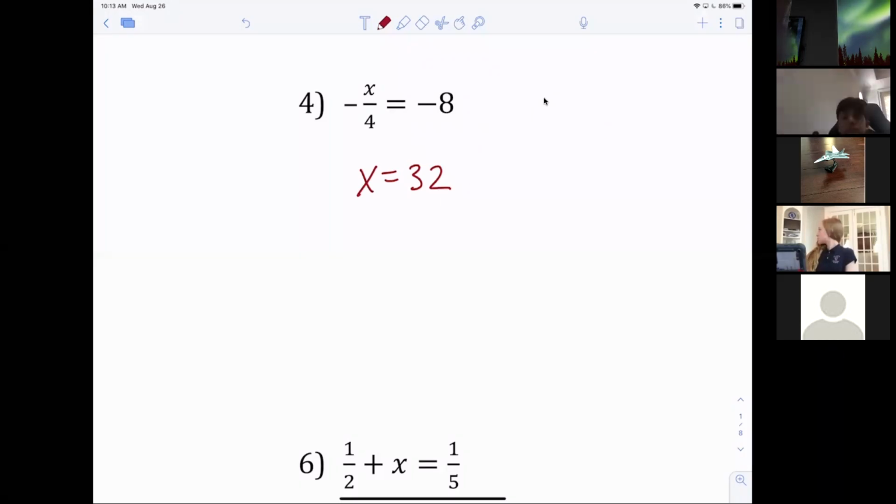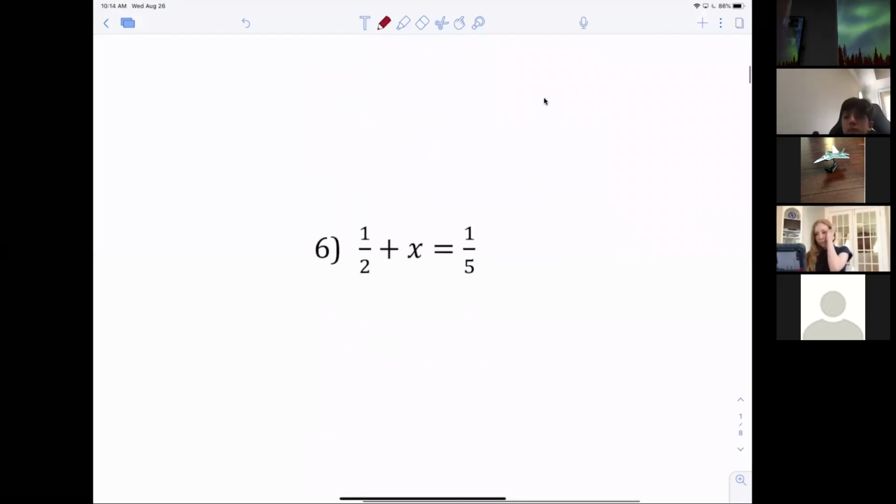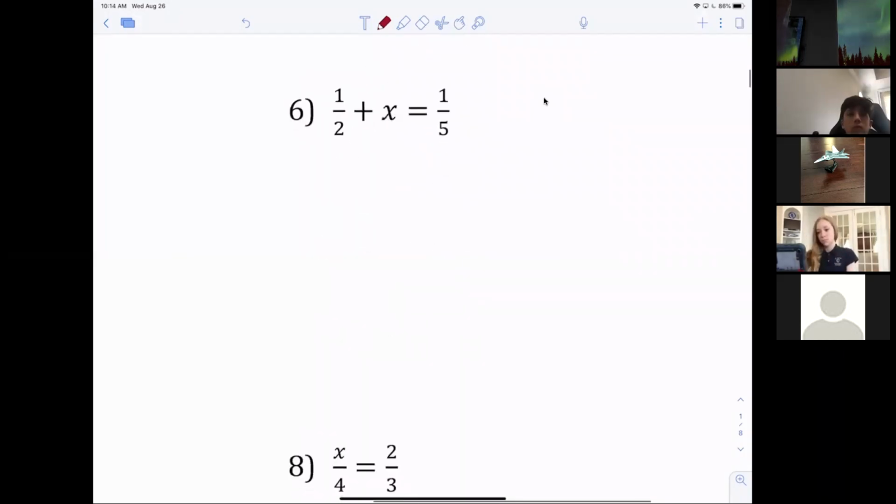All right, here we go. Number 6. Now we have fractions. All I have to do on this one is subtract a half from both sides. So here we go. 2 fractions. 1/5 minus 1/2. Everybody should be able to tell me the common denominator is what? 10. So now make yourself a long fraction bar.